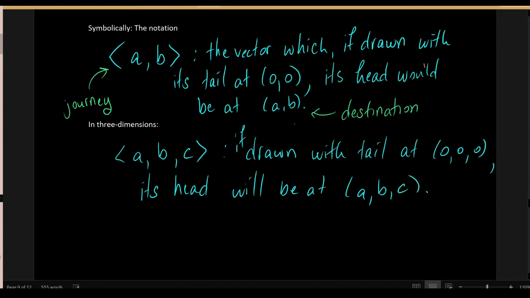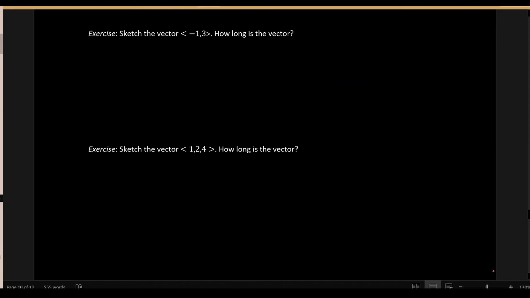Let's consider the vector angle bracket -1, 3. Here it is represented symbolically. Let's go ahead and create a graphical representation of this vector. So the head of the vector has to be right here. So going in and drawing the vector stretching from the origin to the point -1, 3, this orange vector is the vector -1, 3. Now, how long is the vector?